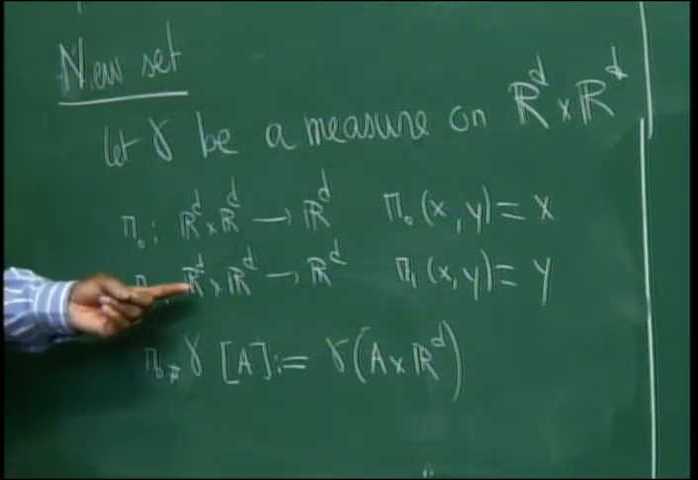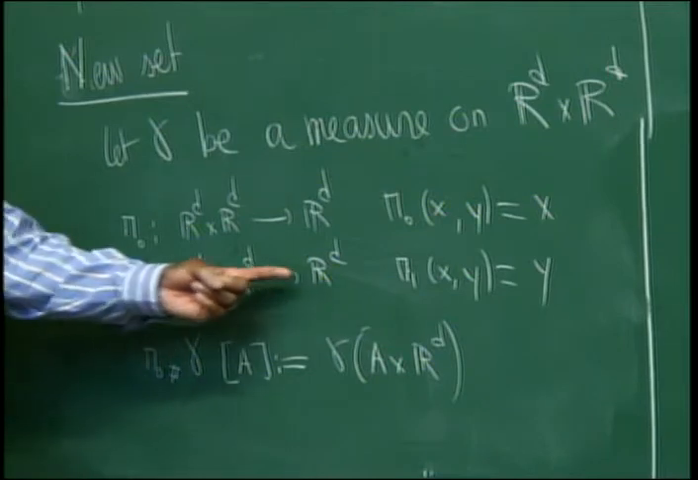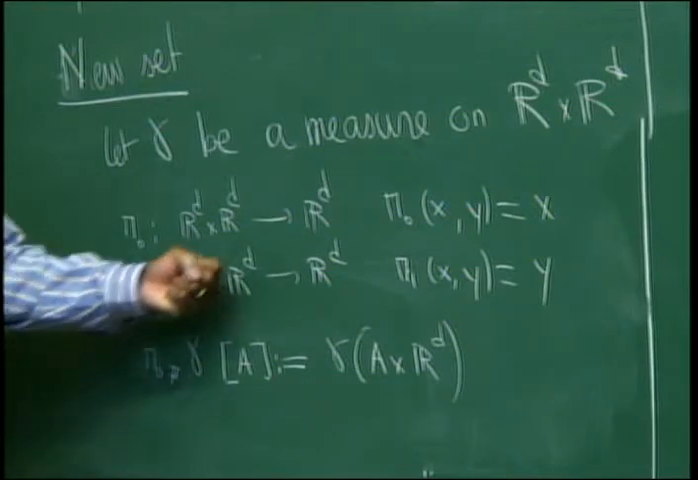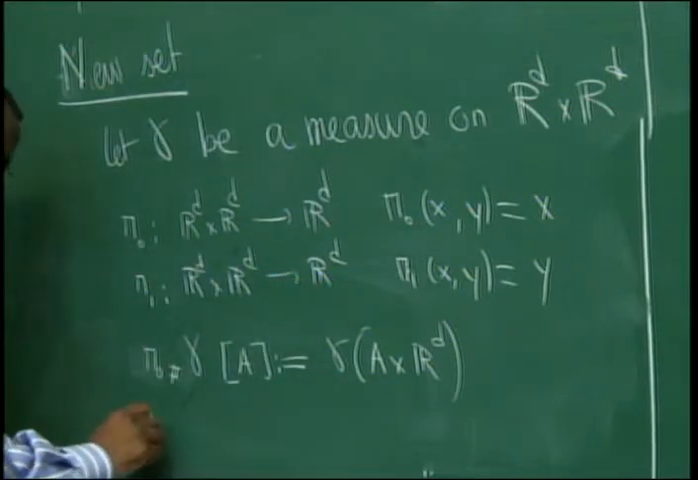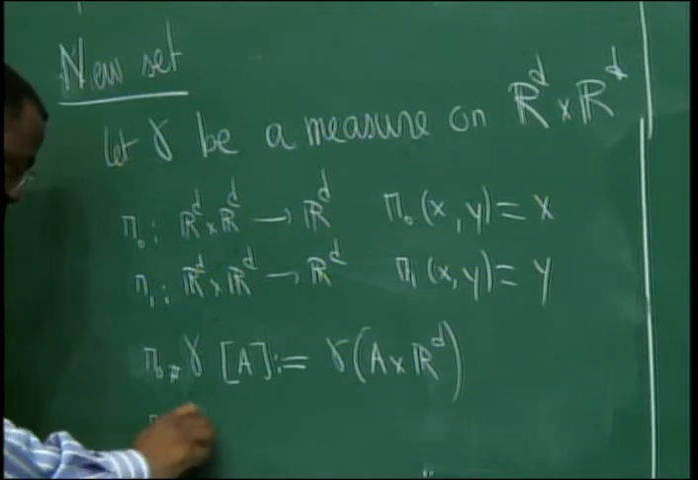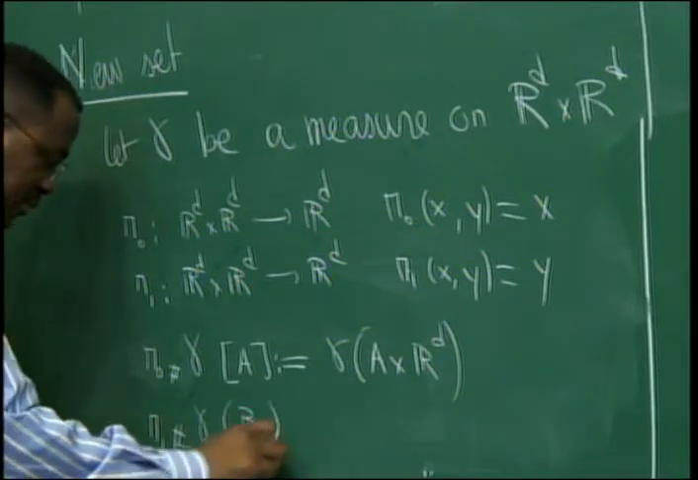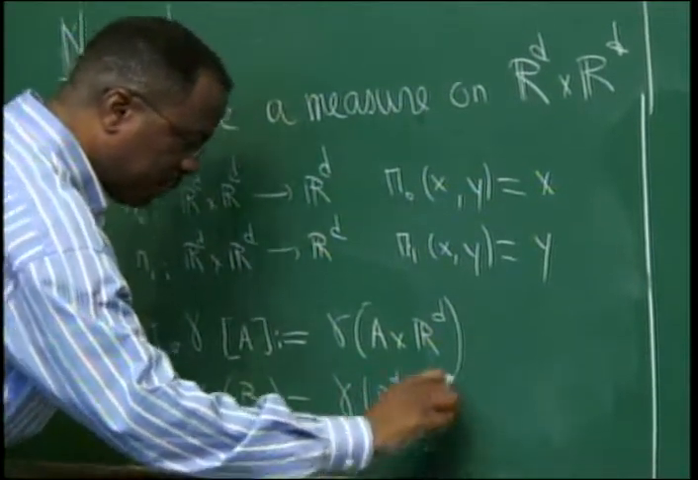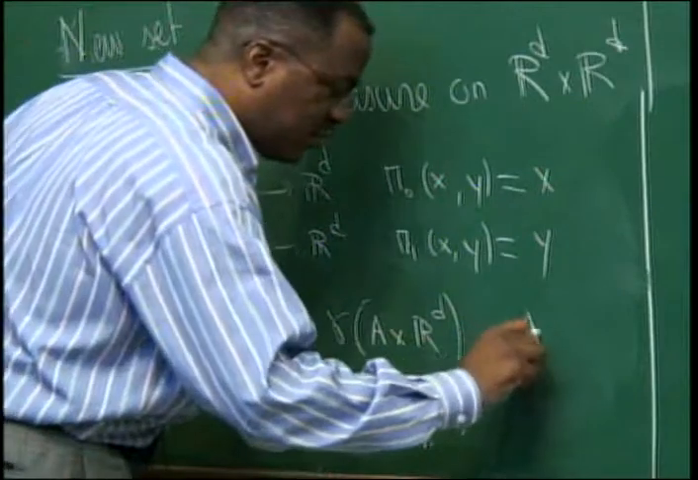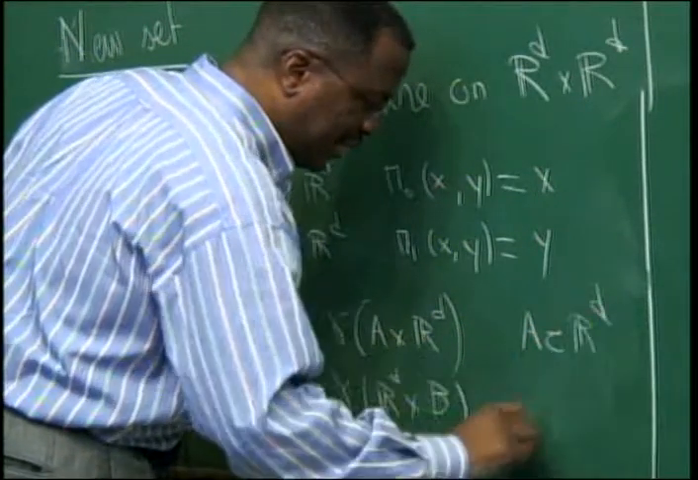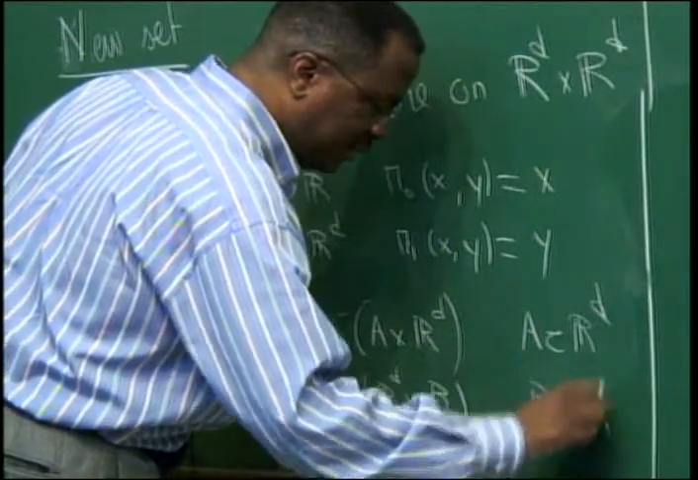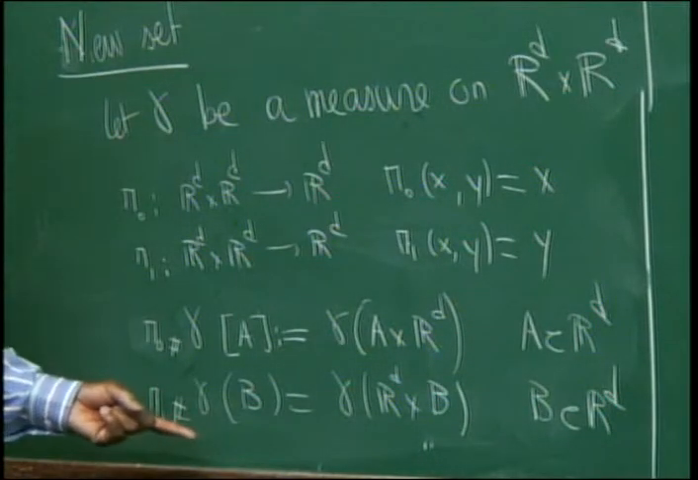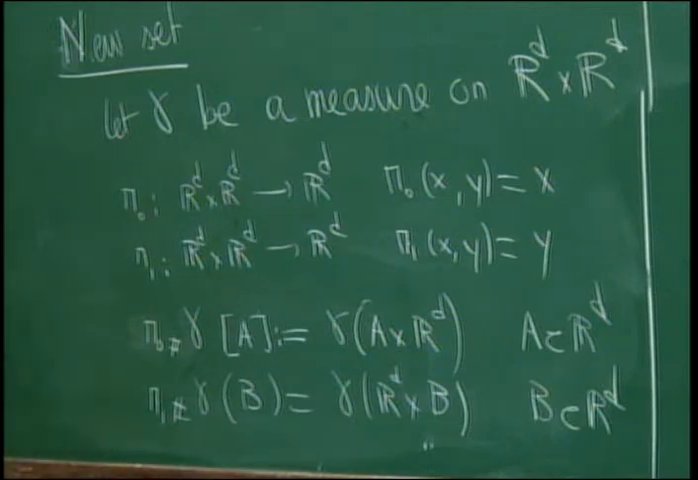Also, pi 1 is a map from RD cross RD to RD. Gamma is a measure here, so you can push the measure here to obtain a measure on RD. Pi 1 push forward gamma of B equal to gamma of RD cross B. This is for A subset of RD, and B subset of RD. And you say that that is the second marginal of gamma.